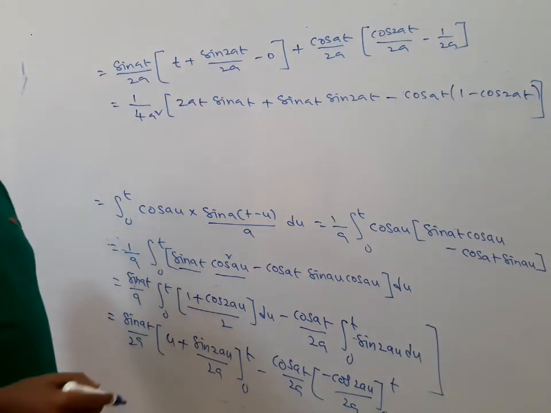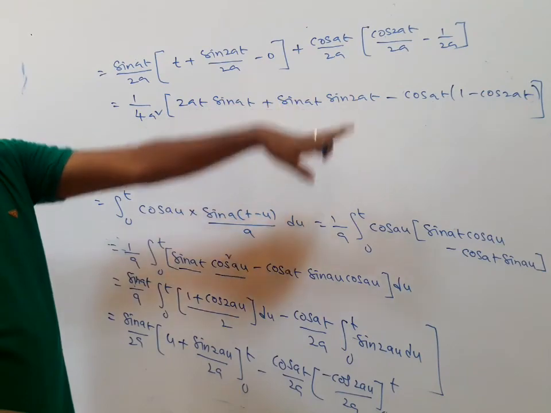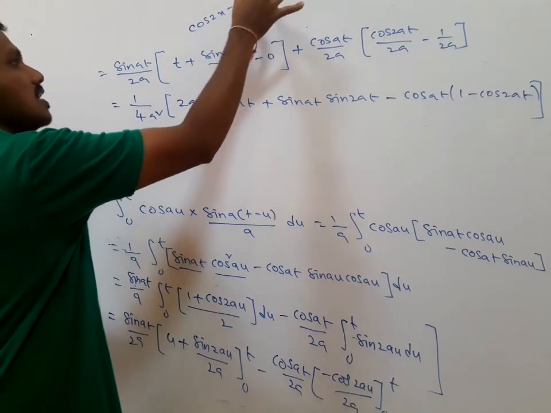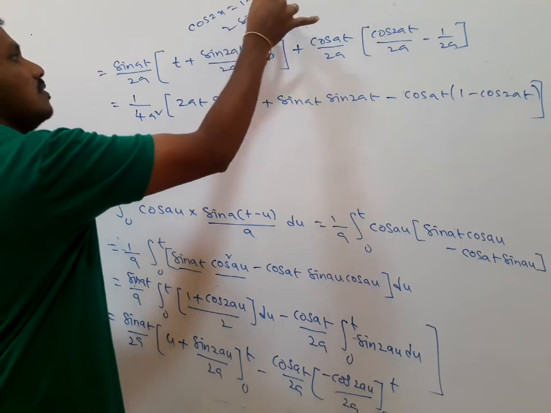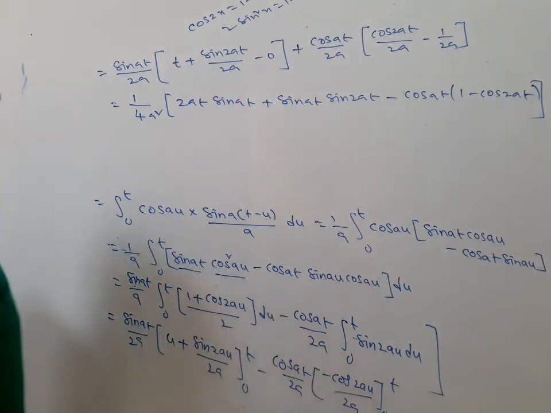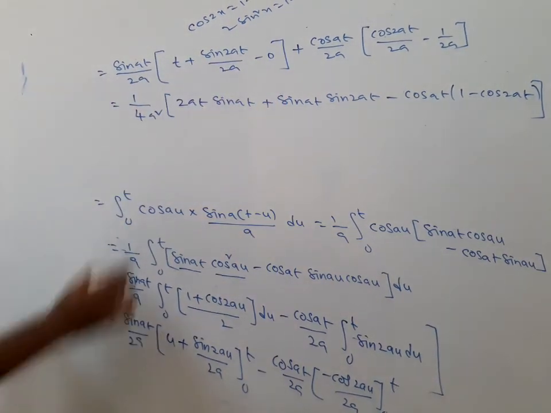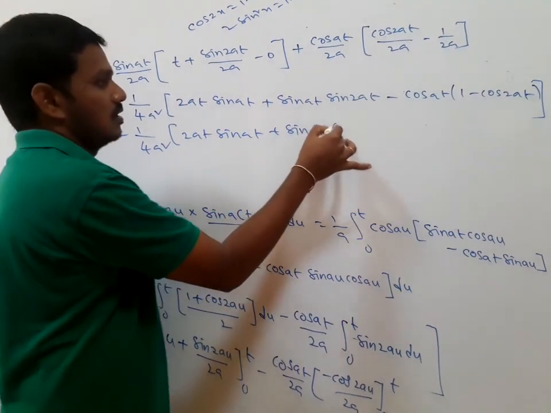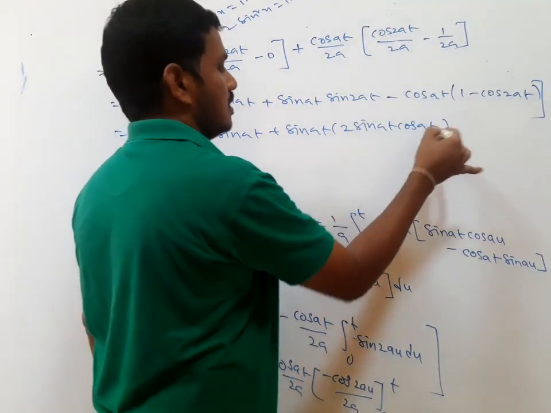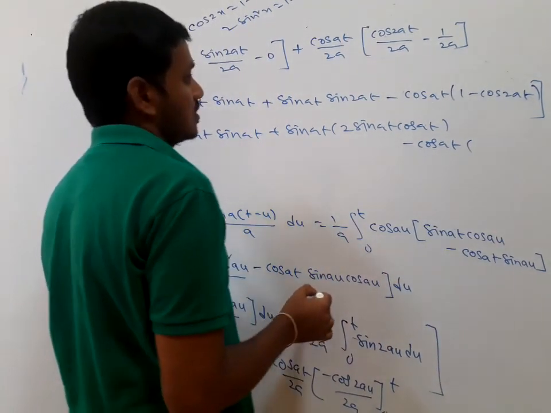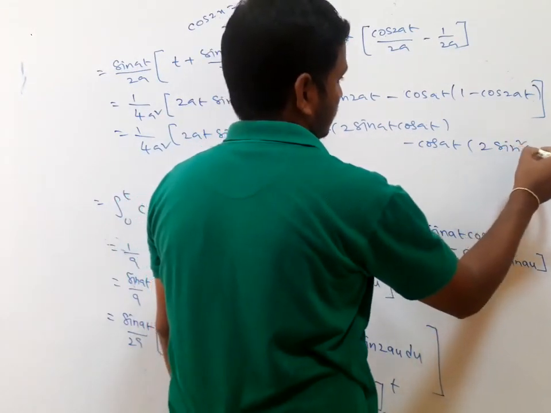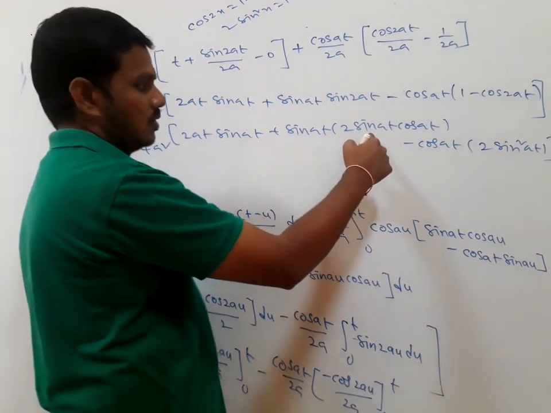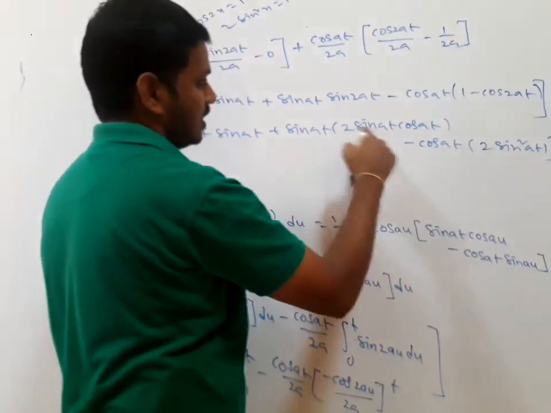Here sin 2at is 2 sin at cos at. 1 minus cos 2at, it is 2 sin square at, since cos 2x is equal to 1 minus 2 sin square x, 2 sin square x is equal to 1 minus cos 2x. That is 1 by 4a square, 2at sin at plus sin at, 2 sin at cos at minus cos at, 1 minus cos 2x is 2 sin square at. This can be written as sin at 2 sin square at cos at, 2 sin square at cos at, these two terms get cancelled.